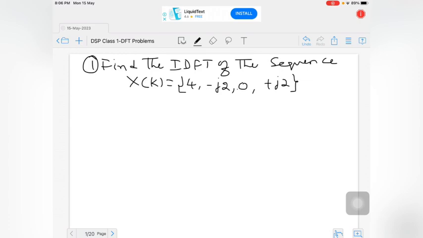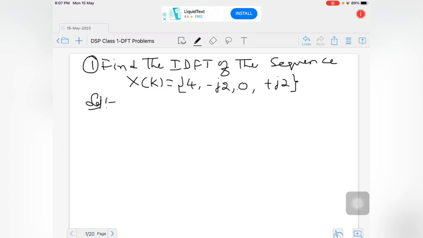Today I am going to discuss the IDFT problems. So the problem goes like this. Find the IDFT of the given sequence x of k is equal to 4 minus j2, 0 plus j2. Let us see the solution.